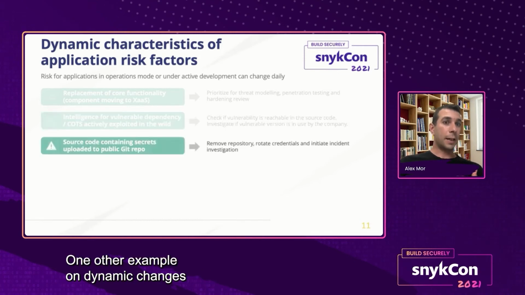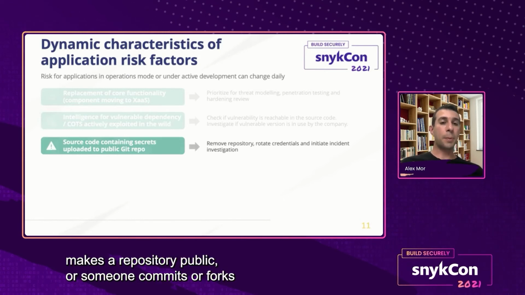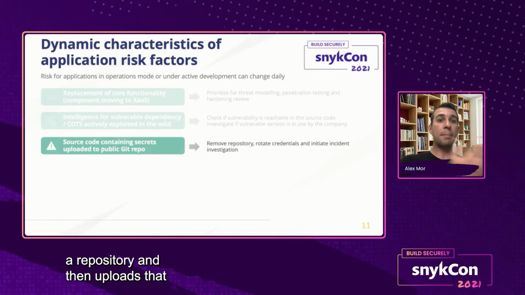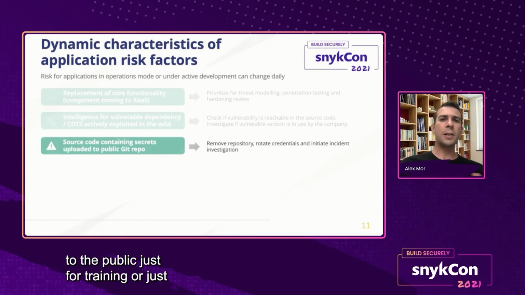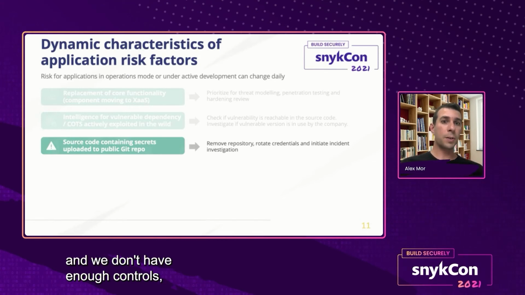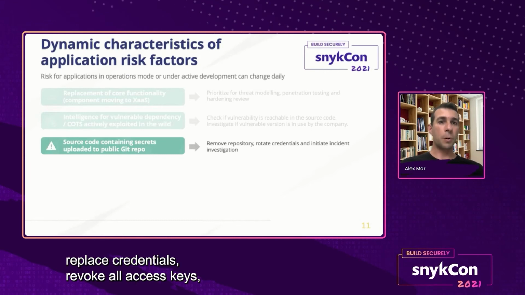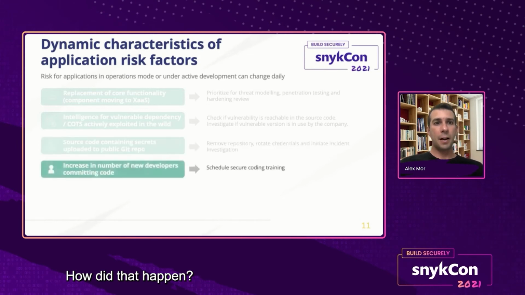One other example of dynamic changes is that someone makes a repository public, or someone forks a repository and then uploads that to the public, just for training, or just for doing some experiments. But if a repository is exposed to the public Git, and we don't have enough controls, we might have secrets there. So we have to, as soon as possible, replace credentials, revoke all access keys, and really understand what happened, how did that happen.